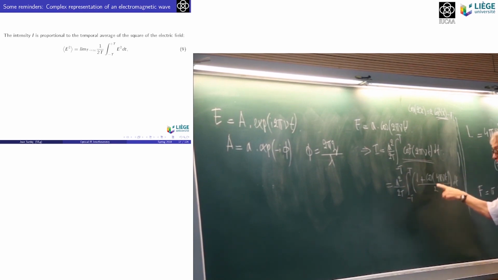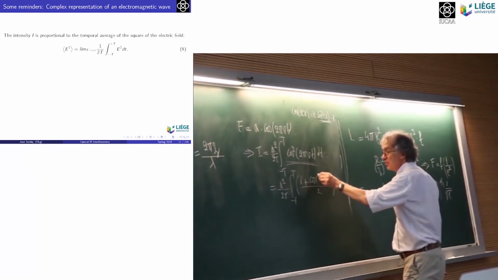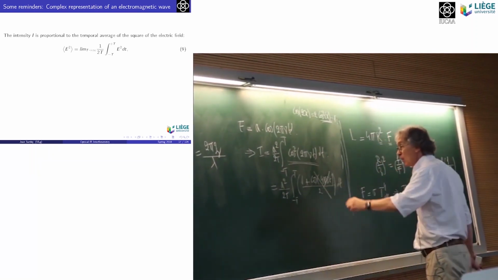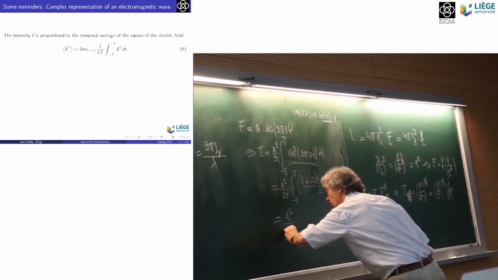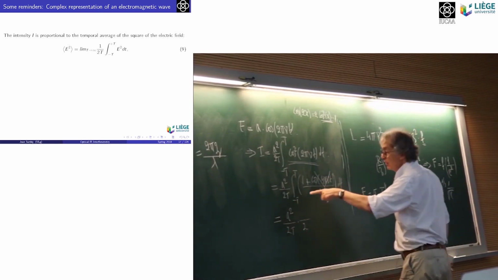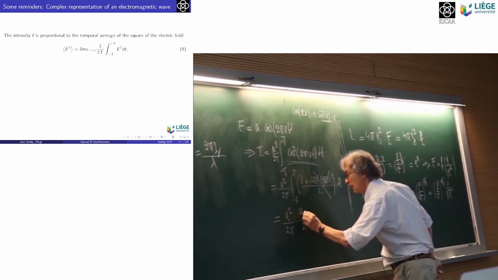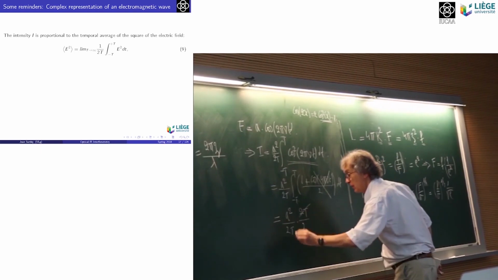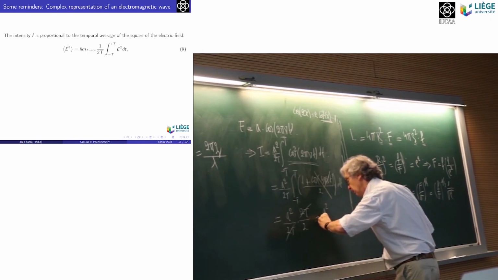Now, when you integrate this cosine, you will find a sine, which will vary over many periods of time, which means that its contribution will be equal to 0, and what will remain is just A square over 2T divided by 2. And then if you integrate 1 between minus T and plus T, you will get 2T here. So the 2T disappears, and you find that it's equal to A square divided by 2.